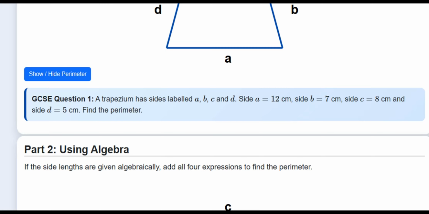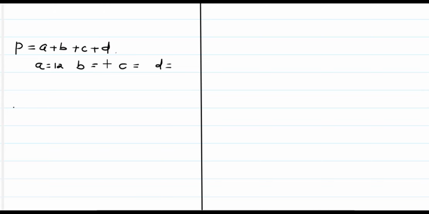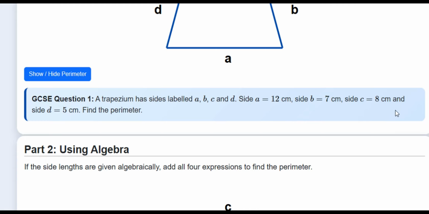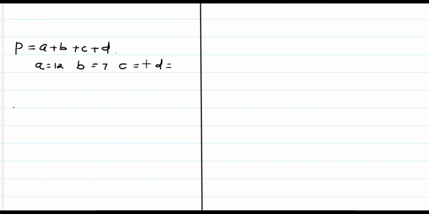A is 12, B is 7, then C is 8, and D is 5. So to get the perimeter P, you need to take 12 plus 7, which is for B, plus 8, which is for C, plus 5, which is for D. Then if I take 12 plus 8 is 20, plus 7 is 27, then 27 plus 5 is 32. So the perimeter of that trapezium becomes 32 centimeters.